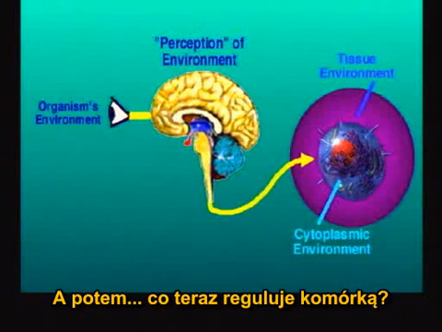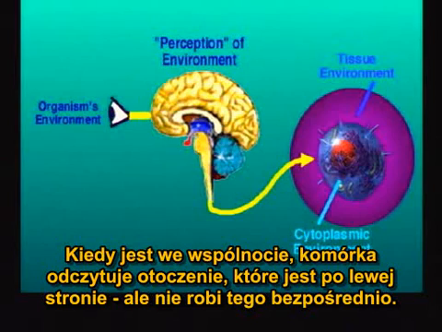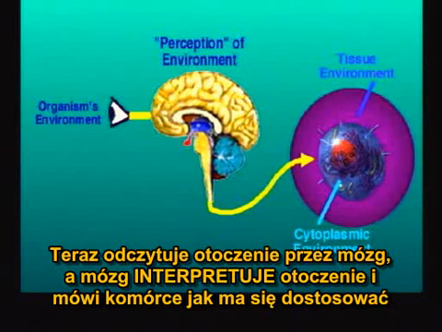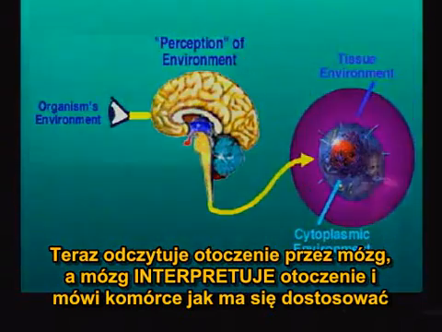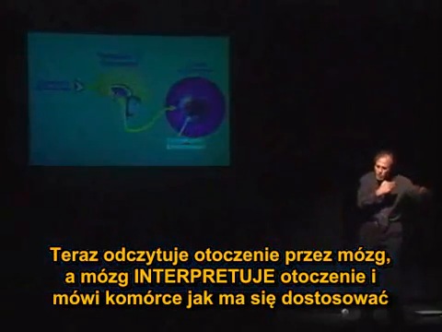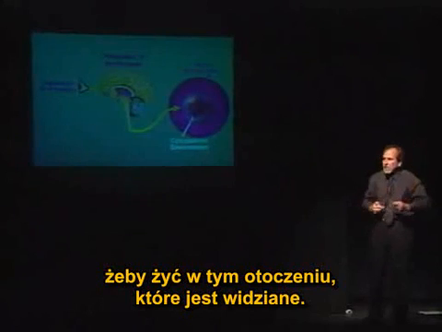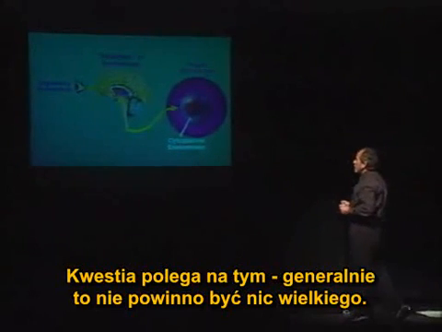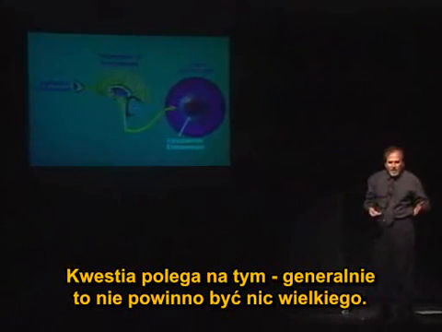And so the fact is, what regulates a cell now? When it's in a community, the cell reads the environment, which is the left side, but it doesn't read it directly. It now reads the environment through the brain, and the brain interprets the environment and then tells the cell what adjustment it should do to live in the environment that is seen. And the issue is, in general cases, this wouldn't be any big deal.